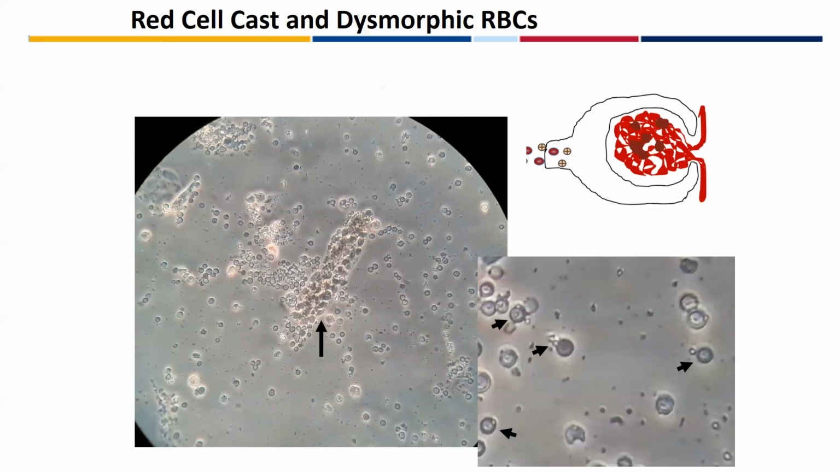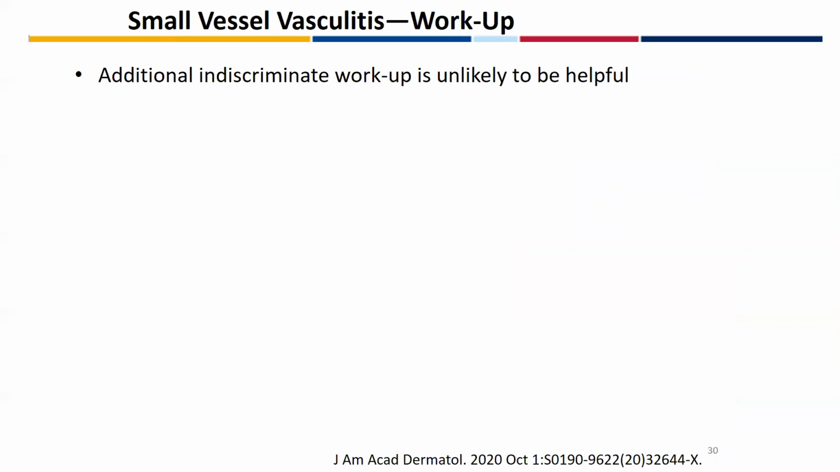So if there's blood in the urine or protein in the urine, it may be appropriate to get the help of nephrology to spin the urine and look for red blood cell casts there on the left, or dysmorphic red blood cells, those little Mickey Mouse-like structures there on the right. At the same time, additional indiscriminate workup is unlikely to be helpful.